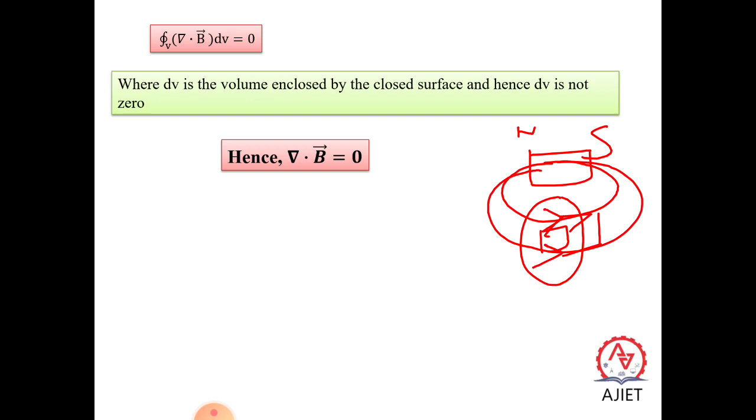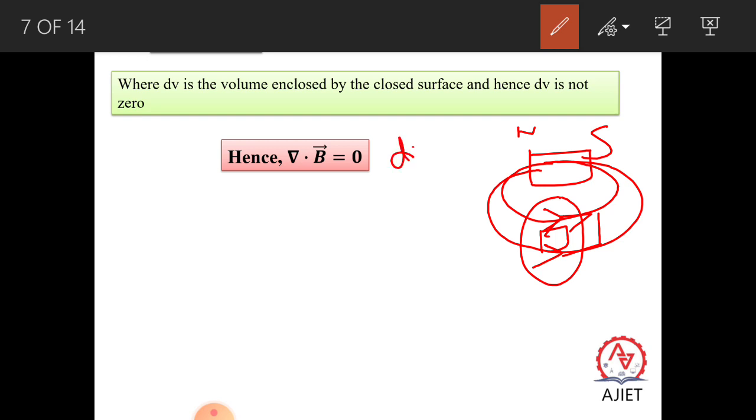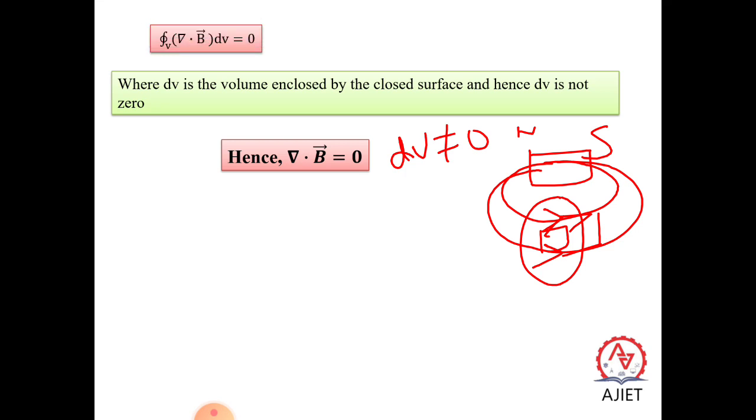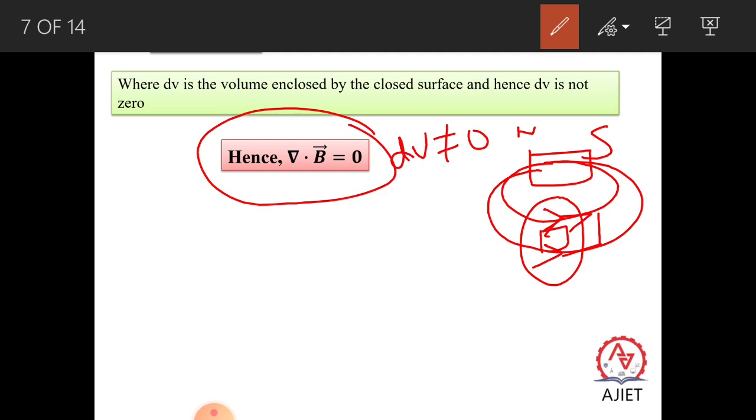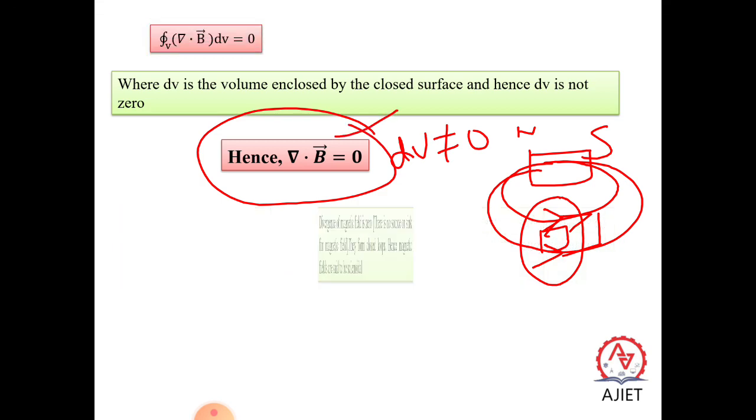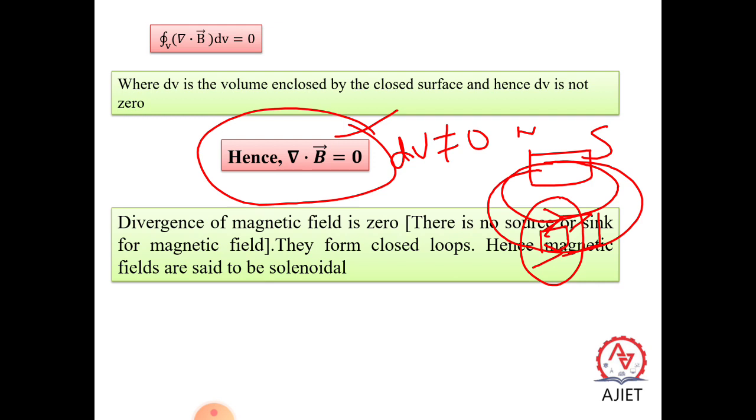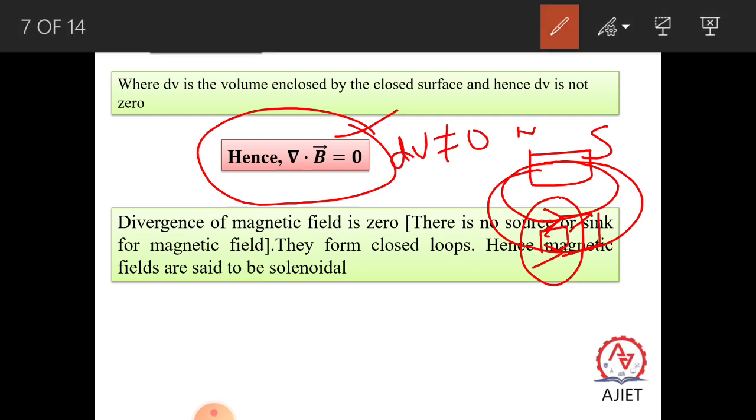The volume dV cannot be equal to 0. It is like A dot B is equal to 0, either A is equal to 0 or B is equal to 0. Since dV is not equal to 0, we can write that del dot B is equal to 0. This is a very important equation. So the divergence of the magnetic field is zero. There is no source or sink for the magnetic field. They form closed loops. Hence, magnetic fields are said to be solenoidal.